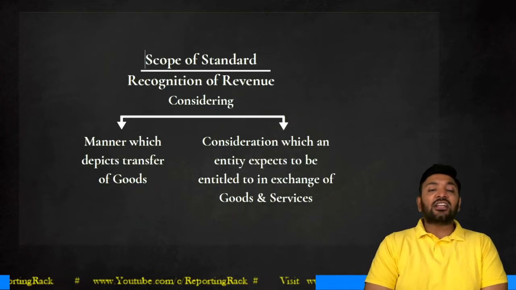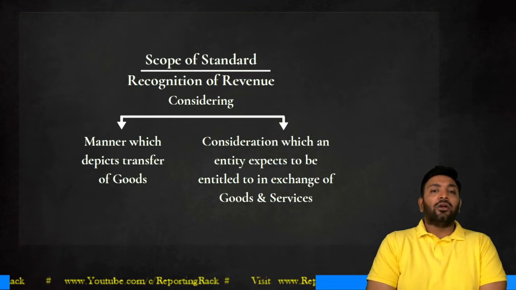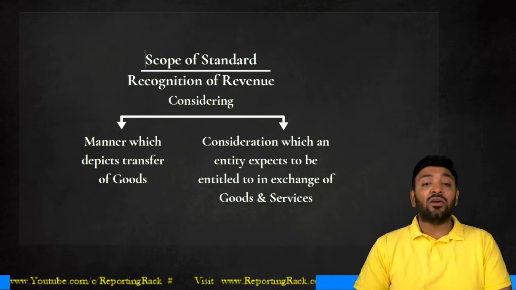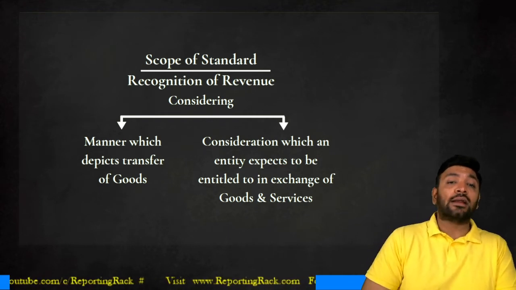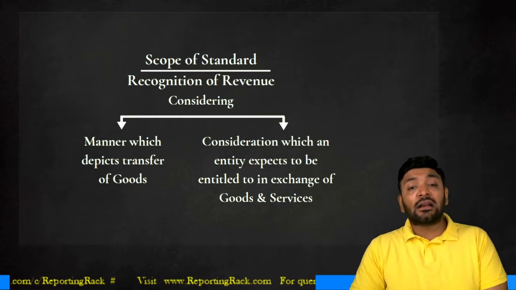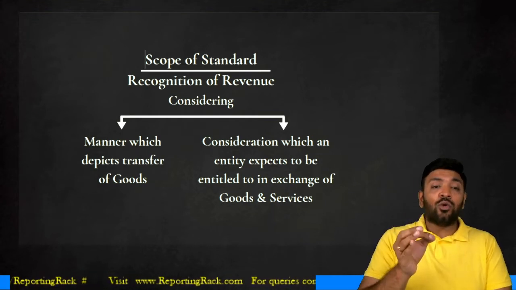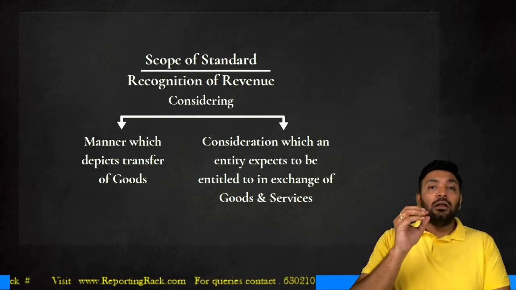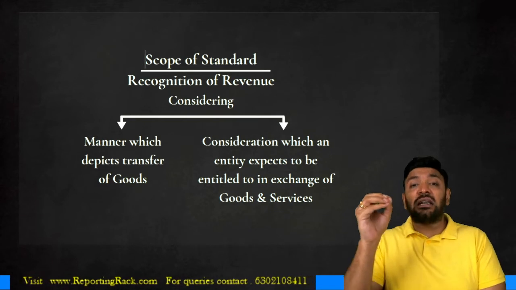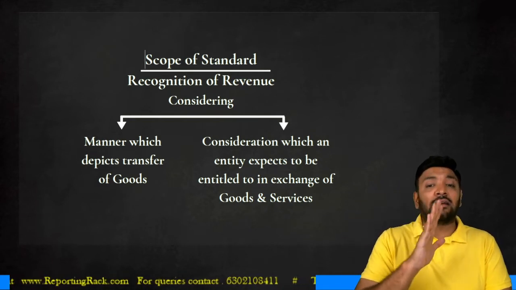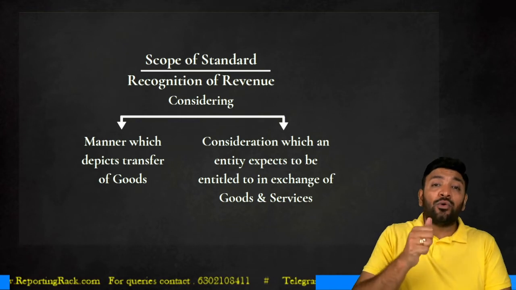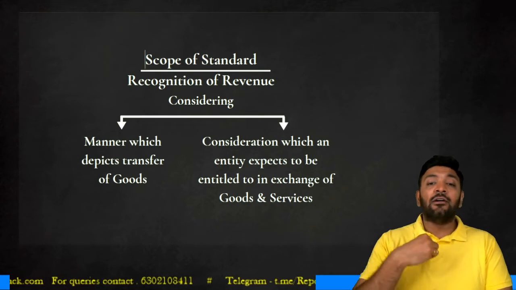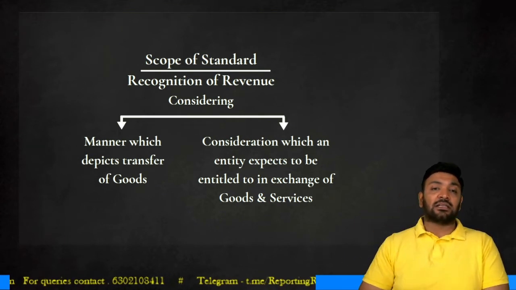What does the standard actually deal with? What is the objective of the standard? The objective of the standard is to recognize revenue and to discuss when to recognize the revenue and how to recognize the revenue. When to recognize the revenue? I will recognize the revenue in the manner in which the goods are transferred to the customer. That is when I recognize revenue. How do I recognize revenue? To the extent of consideration which an entity expects to receive in exchange of goods and services from the customer.